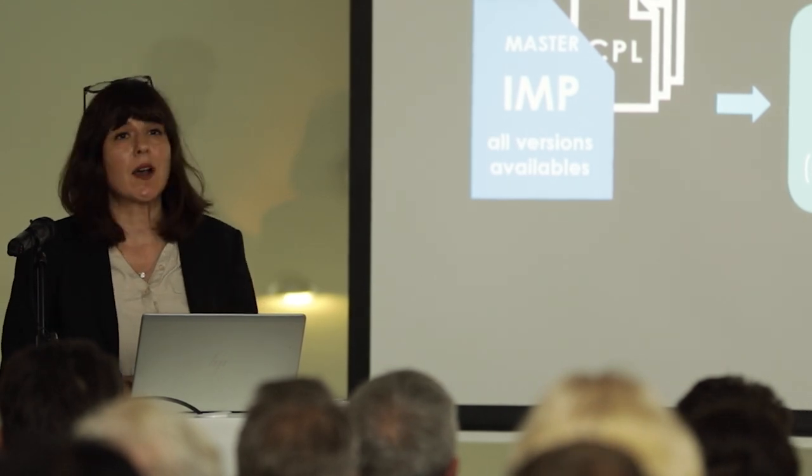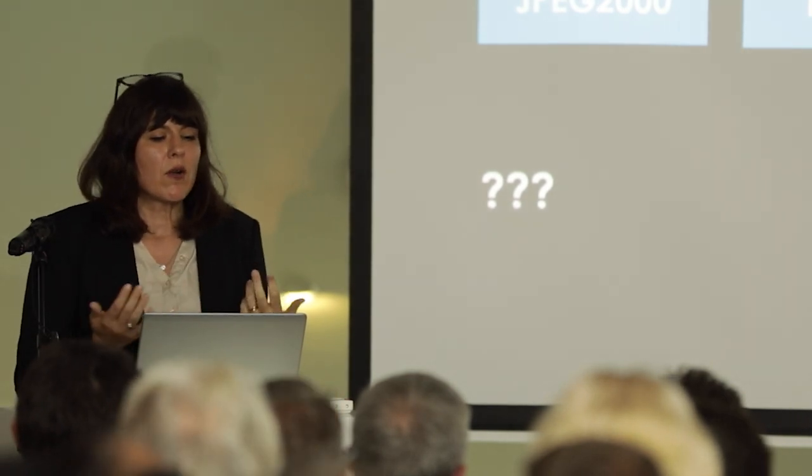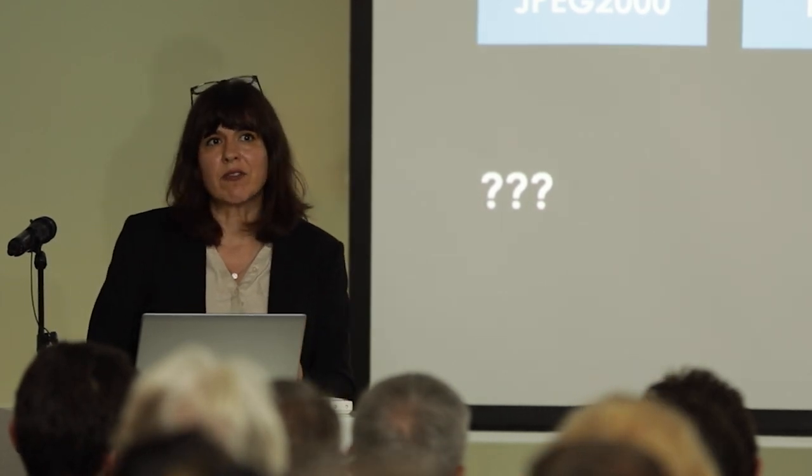Now there's a question that is always asked when you're talking about IMF and archive: it's codec. Currently, JPEG 2000, ProRes, OpenEXR, MPEG-4 simple profile. Those codecs, those applications are coming from needs. People had the need to preserve ACES content. People had the need to preserve content in ProRes for broadcast reasons. So the question here is, what if you as an archive are not served by any of the codecs already defined in an application? It doesn't mean that you have to give up on IMF.